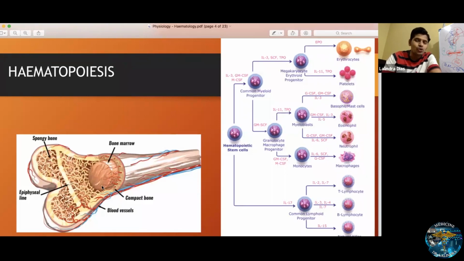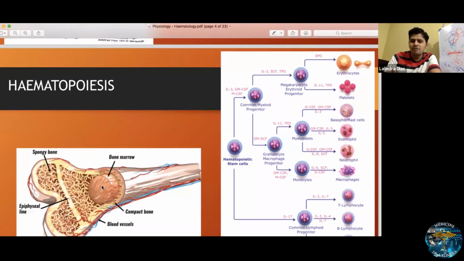In this bone marrow, iron is being stored as ferritin. The ferritin is found in bone marrow. Iron is stored there inside the bone marrow as ferritin. All right. Okay.